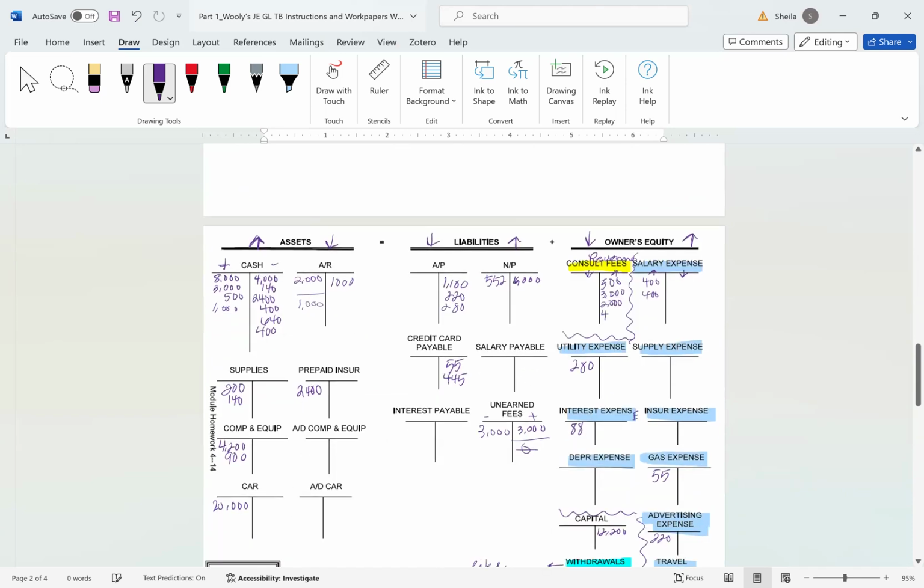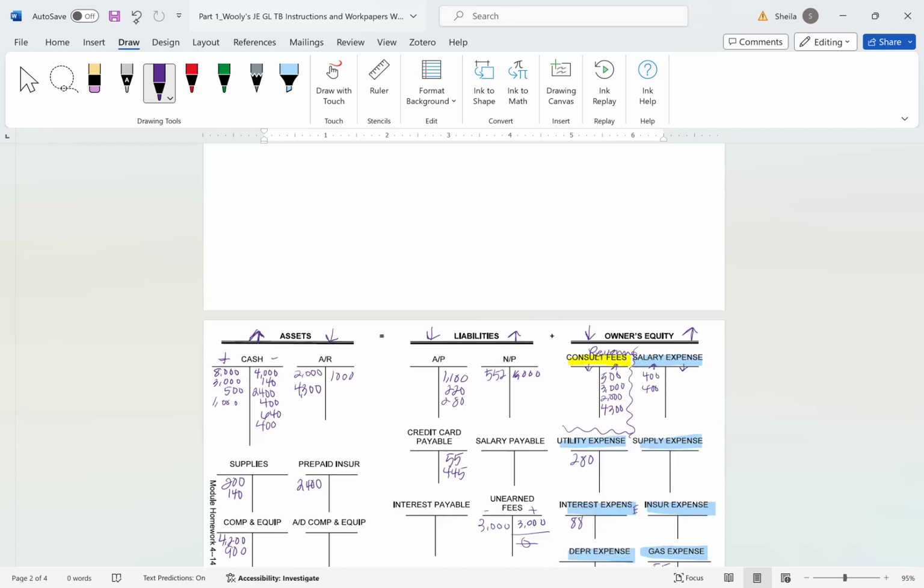So there's our 4,300. And then our accounts receivable, since we have some more activity here, let's stick that in there for 4,300. Okay. All right.